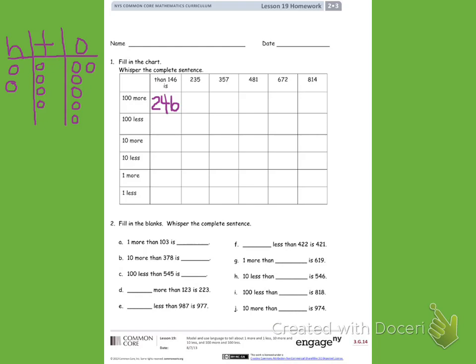Going back to the original number 146, it says 100 less. So if I crossed out 100, less would be 46.